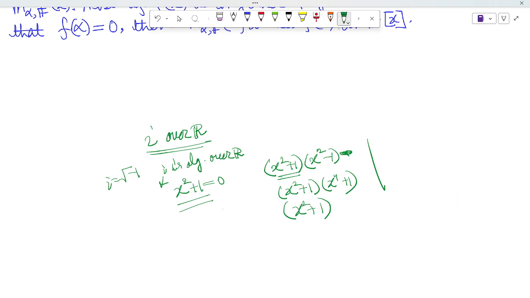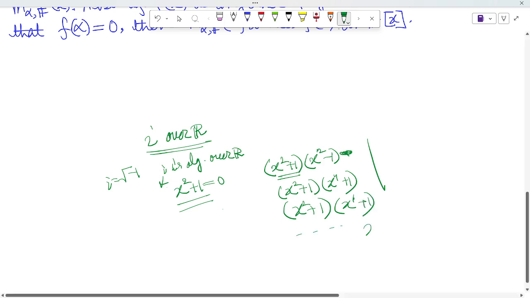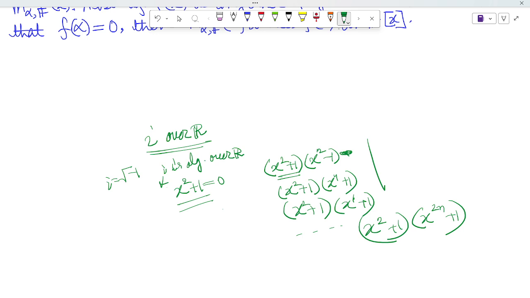There are subclasses, for example x to the power 6 plus 1, or x square plus 1 into x to the power 2n plus 1. This type of equations will also be satisfied by i, into any f(x). Not all f(x) will work, but some f(x) will also work. What I want to say is that there are tons of equations that i will satisfy. But what is the minimum?